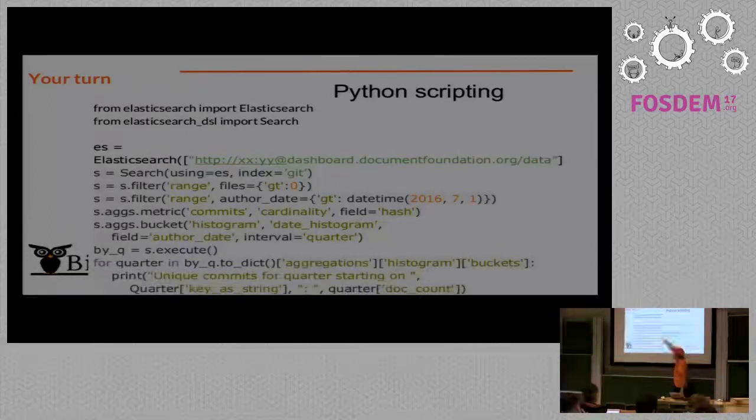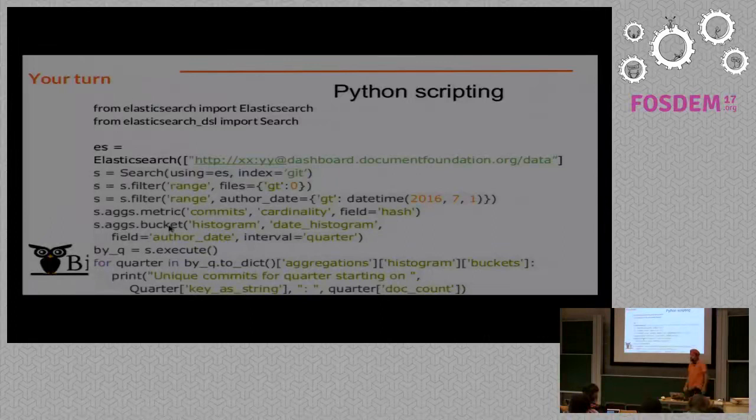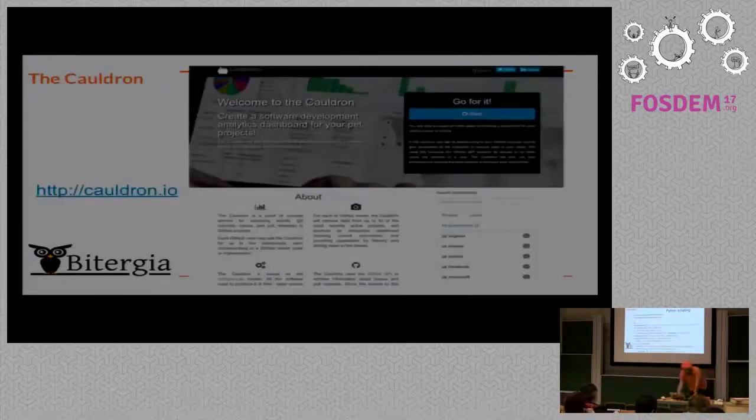You just get an instance of an Elasticsearch object. You can see here, I build a search object saying that I'm interested in the Git index. Then I add some filters, metrics, and buckets. This is very similar to SQL. In SQL, for instance, you can see the same structure of adding components to the query. And then you have a loop, where you basically loop through the answer by Elasticsearch, which is in this case, as I said, data per quarter.